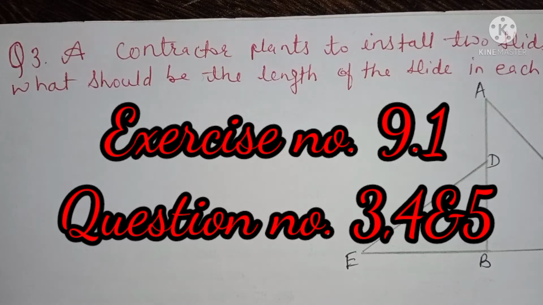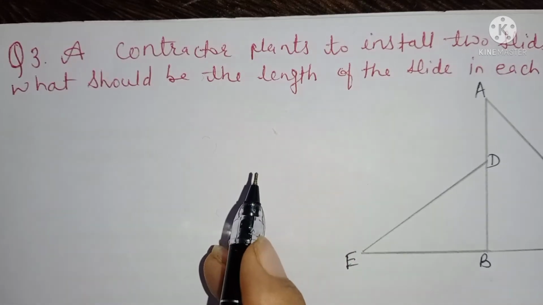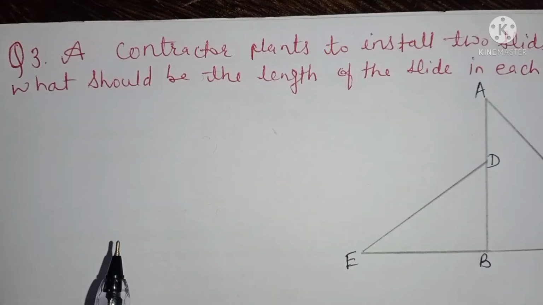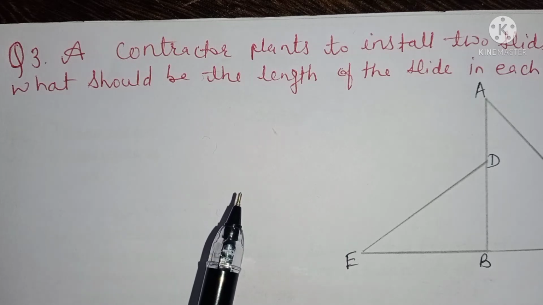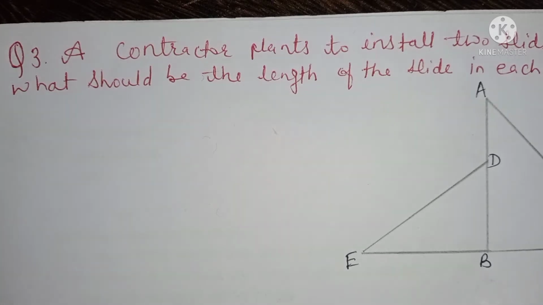Question 3: A contractor plans to install 2 slides for the children to play in a park. For the children below the age of 5 years, she preferred to have a slide whose top is at a height of 1.5 meter and inclined at an angle of 30 degree to the ground. Whereas for the elder children, she wants to have a steep slide at the height of 3 meter and inclined at an angle of 60 degree to the ground. What should be the length of the slide in each case?